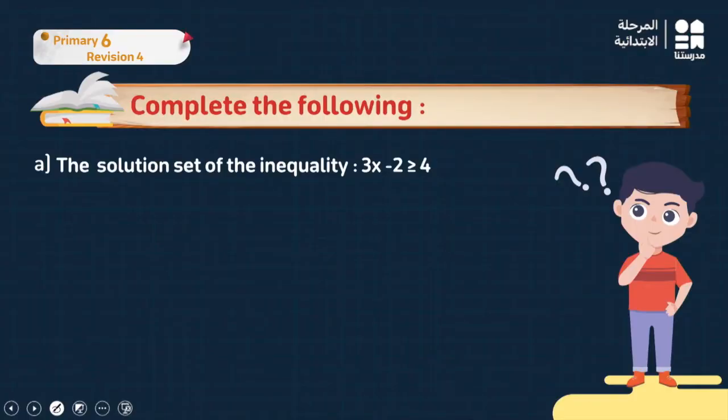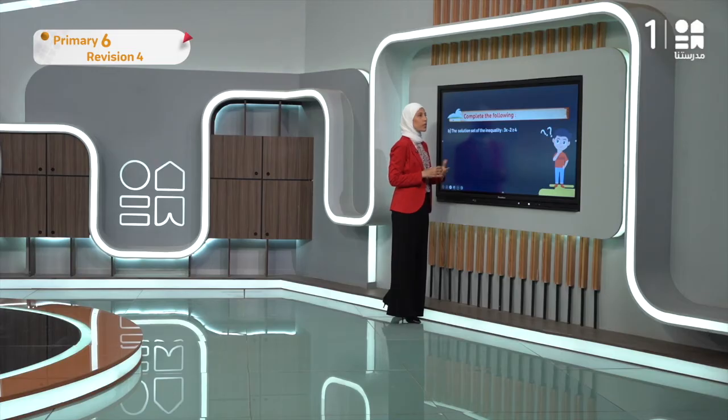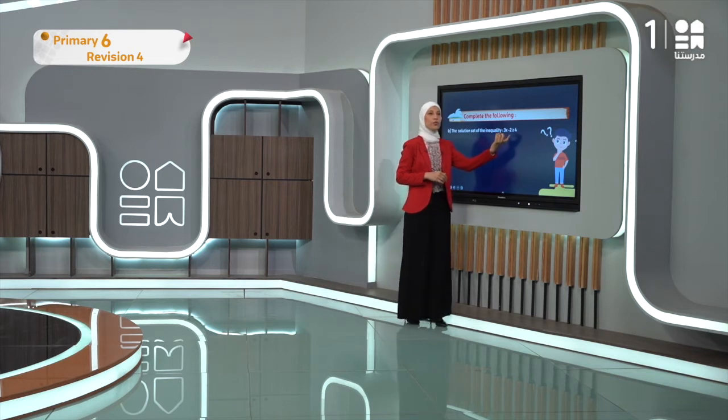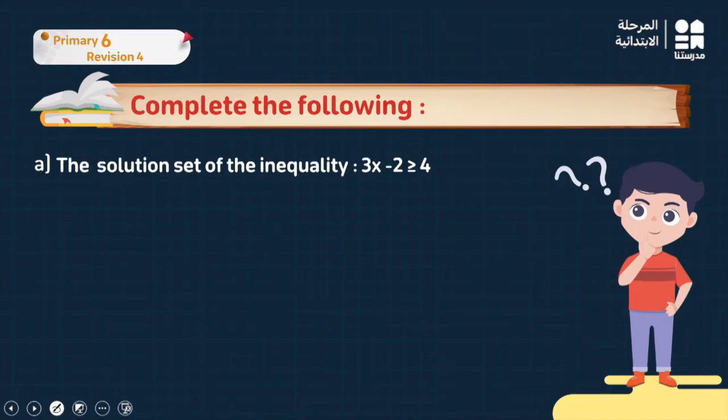He asks me to find the solution set of the inequality 3x minus 2 greater than or equal to 4. What I'm supposed to do here is solve the inequality first, finding the value of x, then finding the solution set. So it will be 3x minus 2, so I will add 2, greater than or equal to 4 plus 2.